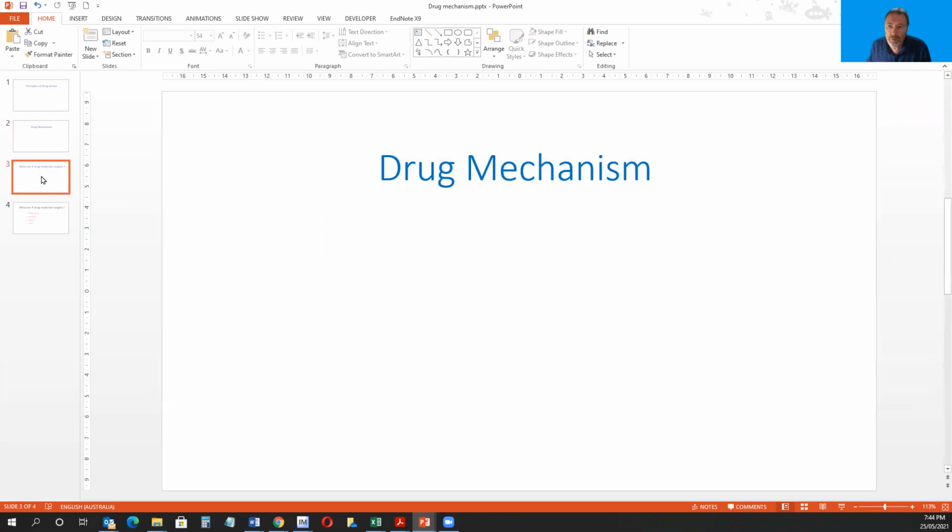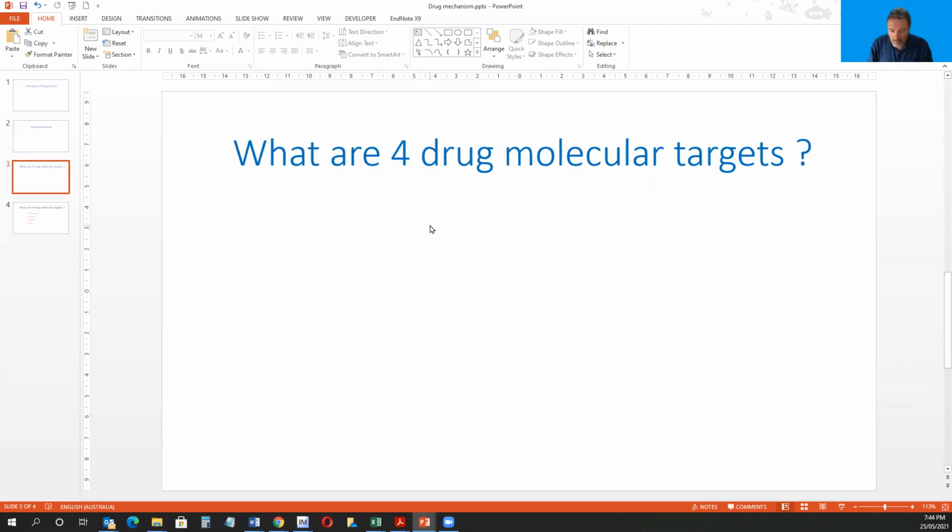So when we consider that, we can then consider four particular targets that all drugs generally work on. All right, so there's four particular targets in the body that all different drugs will work on. So they'll work on maybe just one target. Some drugs might work on two, but most drugs just work on one particular target. So I'll give you an overview of what those four molecular targets are in the body.